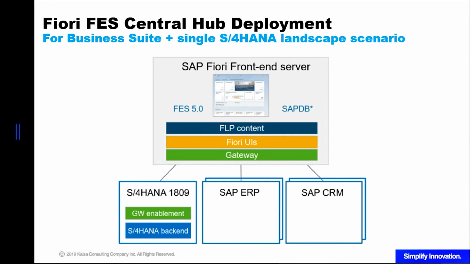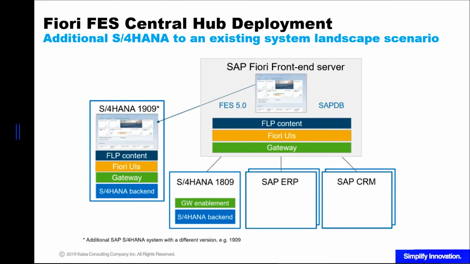Next, what if you decide to install another S4HANA system to your existing Business Suite plus S4HANA landscape? As of the moment, the Fiori front-end server can only support one S4HANA backend to mix with the other non-S4HANA systems. SAP's recommendation for this is for you to install the new S4HANA system with an embedded Fiori FES, and then integrate it into the landscape by adding a custom tile here with a URL that points to the portal or the launchpad of the Fiori of this new system.